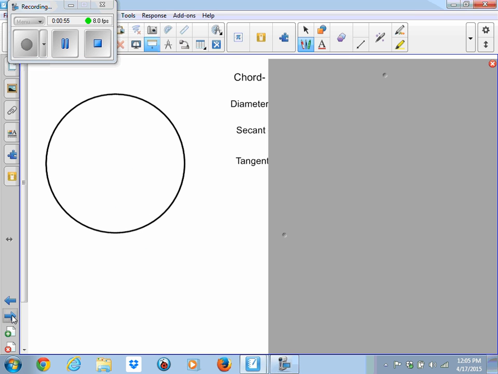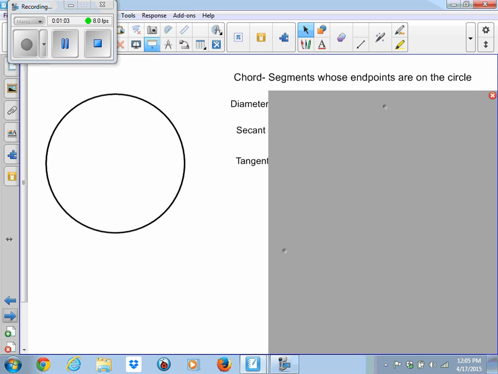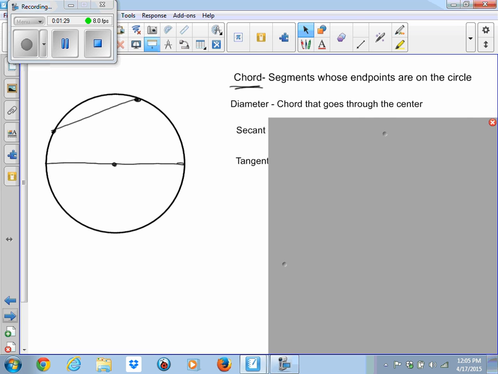All right, so let's talk about some more complicated terms that maybe you haven't seen before. We're going to do a chord first. A chord, this is kind of important. It is a line segment whose endpoints are on the circle. The diameter is just a special chord. It is a chord that actually goes through the center. So that diameter is the chord that goes through the center. Now this is the longest chord on the circle because it's the diameter.